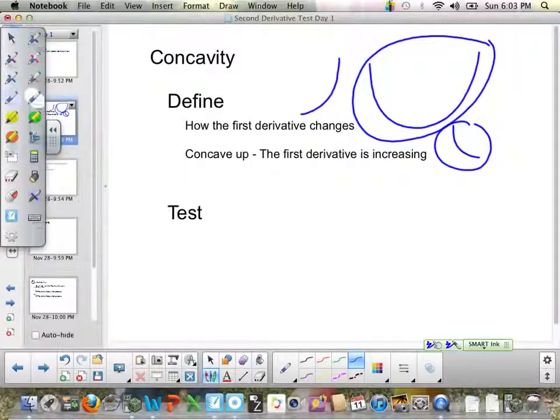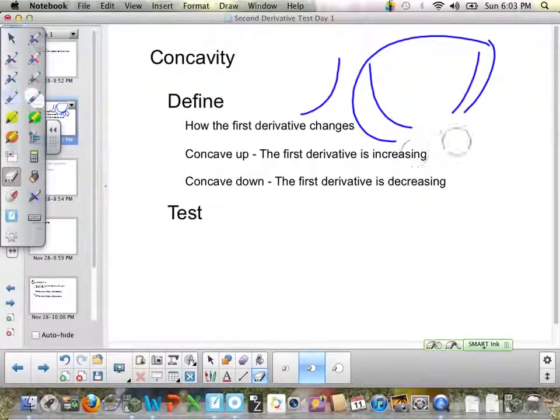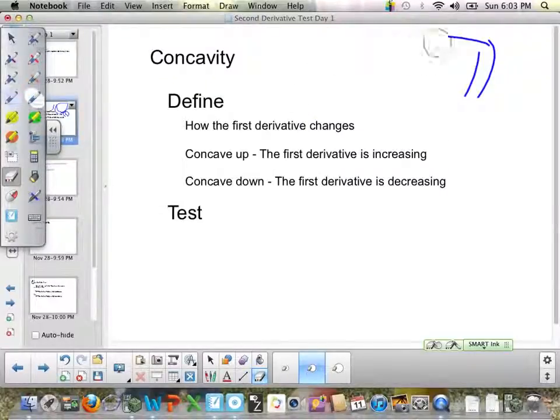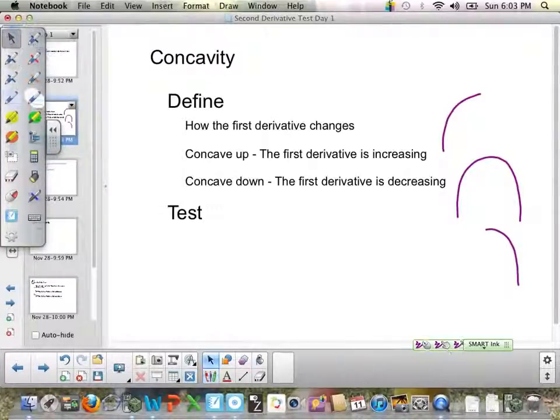For concave down, that is where the first derivative is decreasing. Concave up, first derivative increases. Concave down, first derivative decreases. And concave down looks like a frown, right? Concave down like a frown. When you have a concave down graph, you could have the whole frown, or you could have the left or right halves.